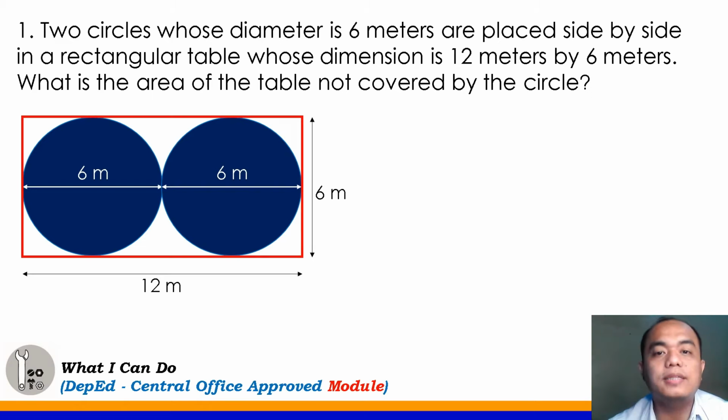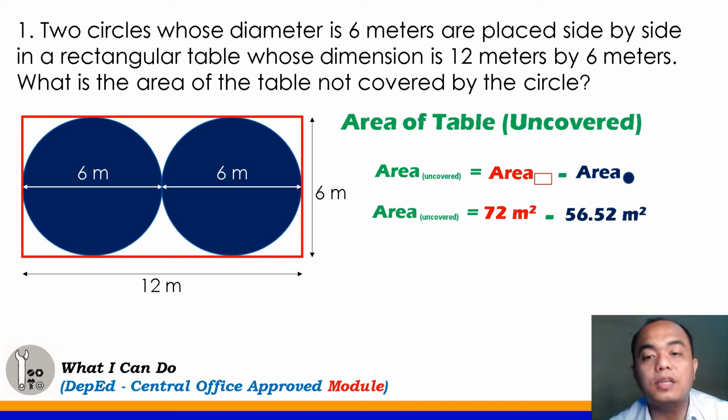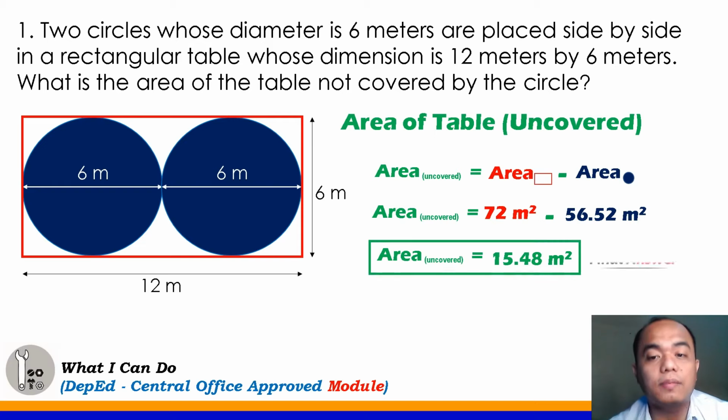Okay? Now, let's now solve for the area of the table not covered by the circle. So, we will use this formula. The area uncovered equals area of the rectangle minus area of the circle. So, we have 72 square meters minus 56.52 square meters will give you the difference of 15.48 square meters. So, this is now your final answer. This 15.48 square meters will represent your area not covered by the picture. No? So, that is your final answer.